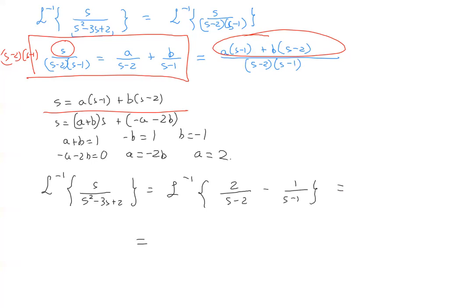So how much is this? It's 2 times the function 1 times e to the 2t minus e to the t. That's all. Questions, please?